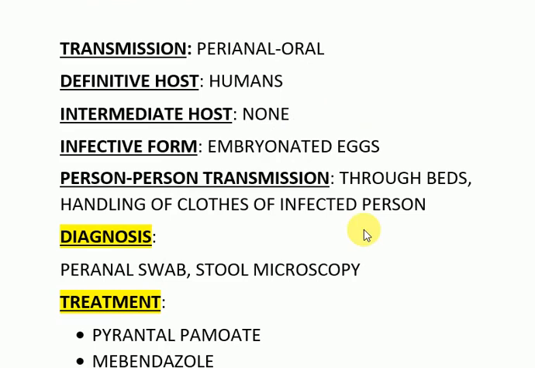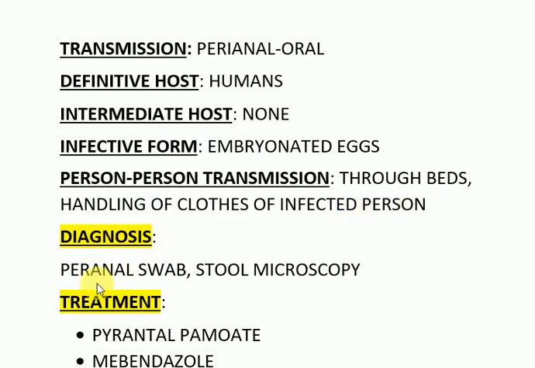Important for your MCQs is the transmission through perianal and oral route. Definitive host is humans. There is no intermediate host. Infective form is embryonated eggs. Person to person transmission is through beddings or handling of clothes of an infected person.